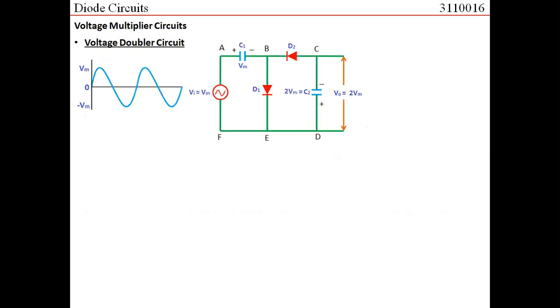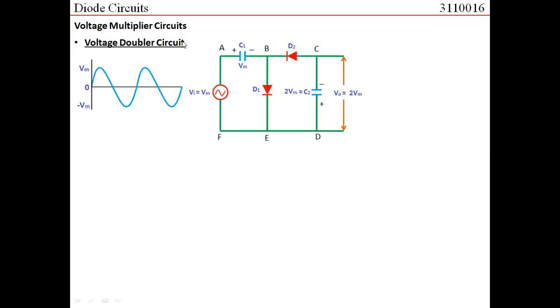The circuit configuration of the voltage doubler circuit is shown here. I primarily make use of two capacitors, C1 and C2, and two diodes, D1 and D2. We can consider that I may have a resistance RL connected here, across which I take the output voltage V0. RL is not shown here, but I may have a load resistance connected, and we generally assume that the load resistance is very high.